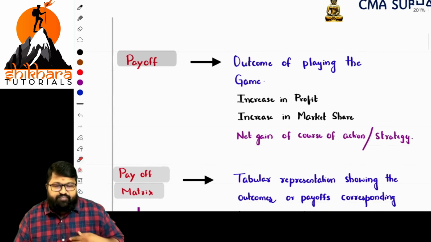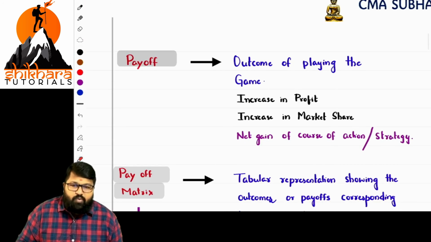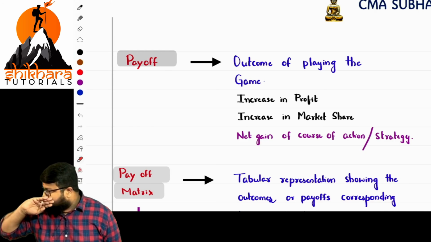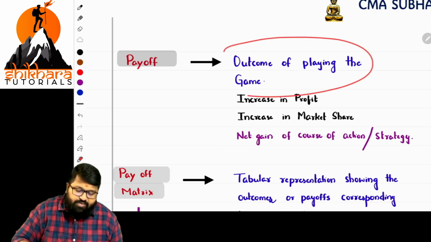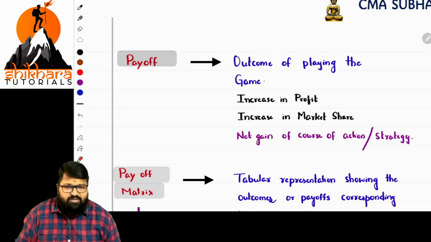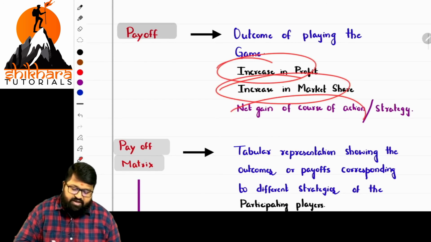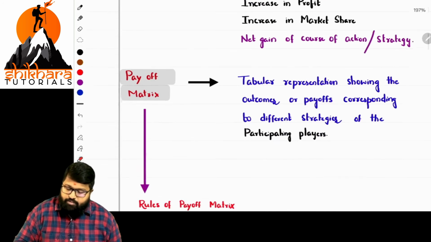Next, what is payoff? Payoff is nothing but outcome. What is the revenue? What is the contribution? What is the turnover? From that we form it in the form of a matrix. So, outcome of the play or game, nothing but that, is the payoff. It can be an increase in profit or an increase in market share or net gain in the course of action or strategy. Okay.